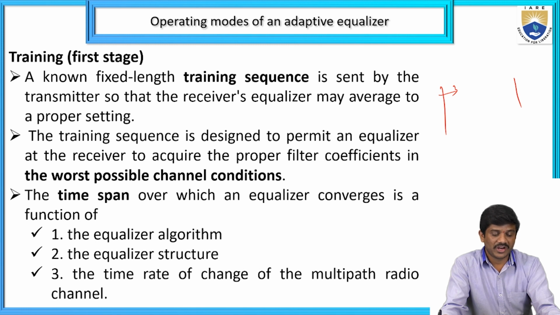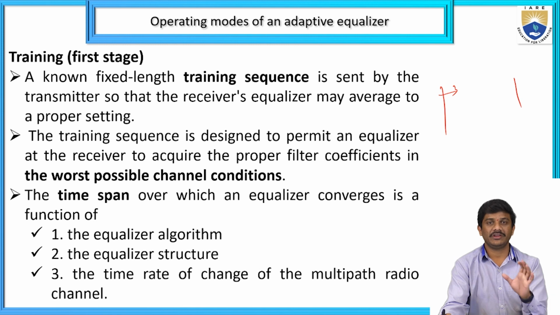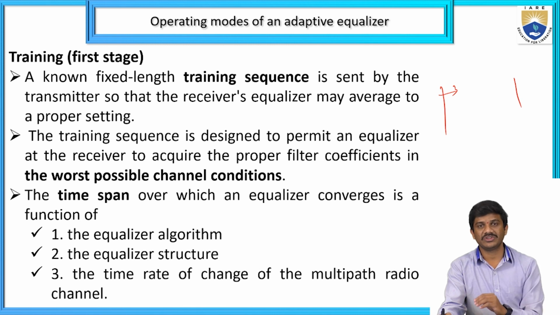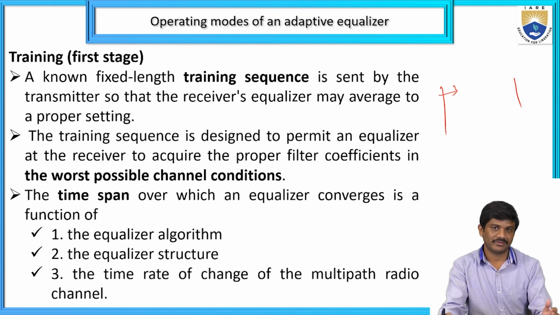The time span of the equalizer convergence is a function of mainly the input signal and convergence and output signal. The input signal converges to the output signal. In between, we have the block diagram. Then you can see the first one is the equalizer algorithm, the second one is the equalizer structure, and the third one is the rate of change of the multipath radio channel. These are the factors of convergence of the equalization.